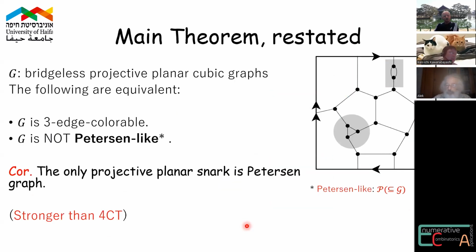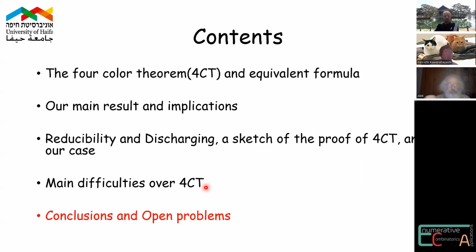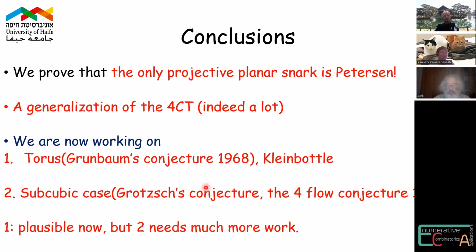If the bridgeless cubic graph is embedded in projective planar, then either it is a snark-free graph or it must be Petersen-like. And if you stick to snark, the only projective planar snark is the Petersen graph. So that we have. That's the strongest statement. So let me conclude. We proved that the only projective planar snark is Petersen.